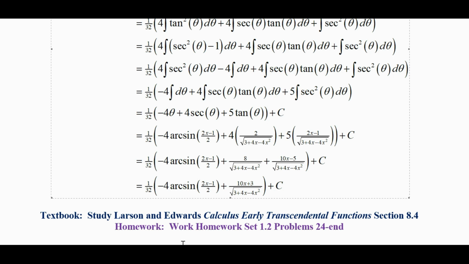So now it's time to read some of these in your textbook and try to work some homework problems. For my class this semester, we're using Larson and Edwards Calculus Early Transcendentals books, so that's section 8.4 where they go over these techniques. And look at their examples there. That'll give you some more examples to look at. And then go ahead and work the rest of the homework problems from homework set 1.2, starting from about 24 on to the end of that set.